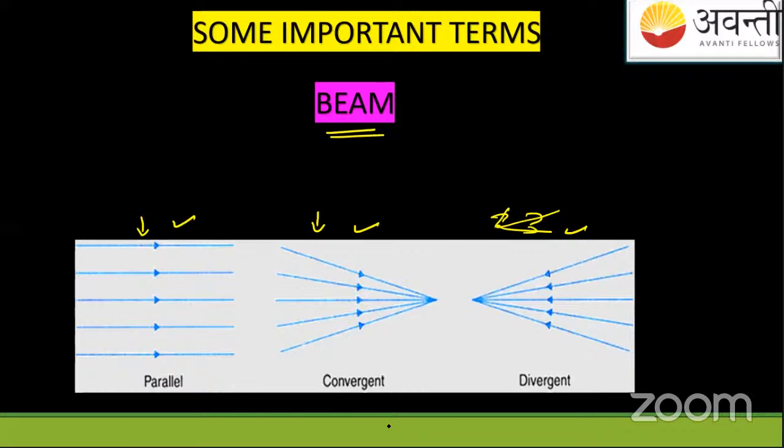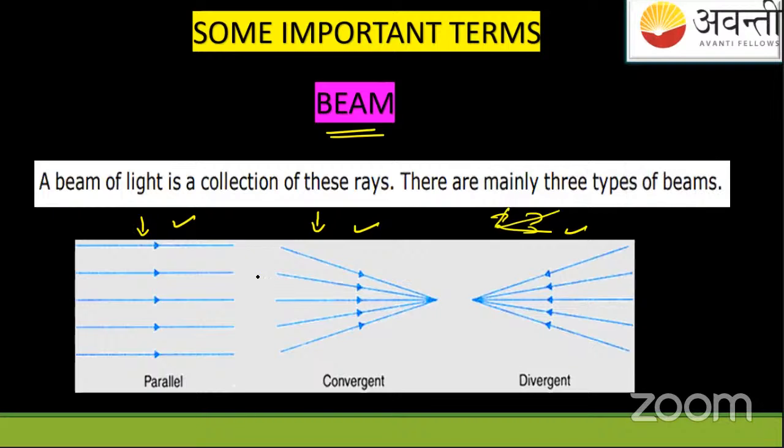What is a beam? A beam is a collection of rays. Based on the position of the rays, three types of beams are there: parallel beam, convergent beam, and divergent beam. One which converges at a point is a convergent beam. One which diverges from a point is a divergent beam. A collection of rays which are parallel is a parallel beam.